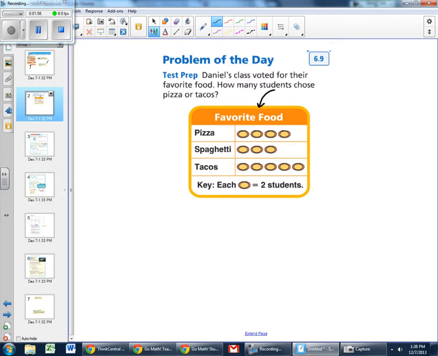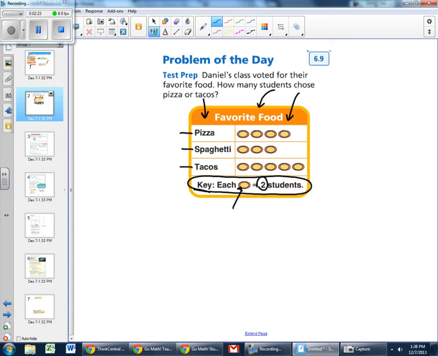The title of the chart is favorite food. This column is talking about the type of food. So we have pizza, spaghetti, and tacos. This column gives us a pictograph telling you how much each one was. And we need to pay careful attention to our key each time, because each one of those circle-looking things stands for 2 students, so not just 1.